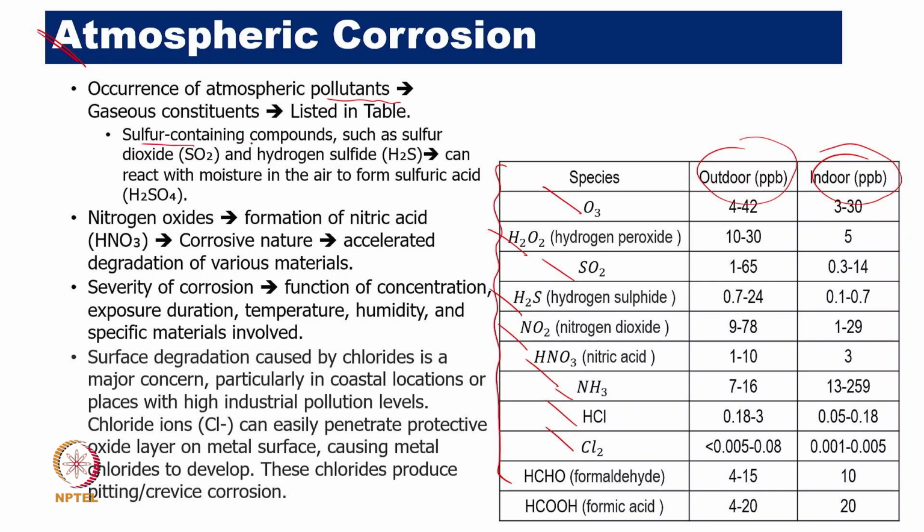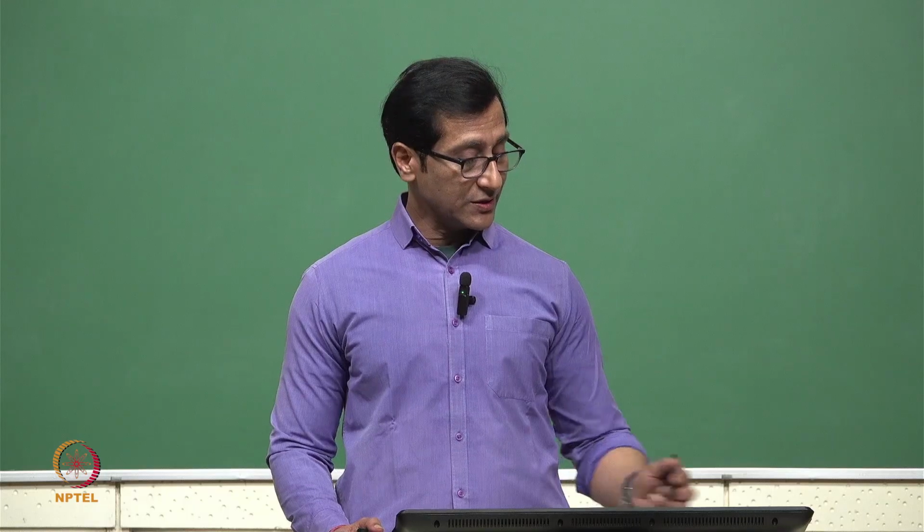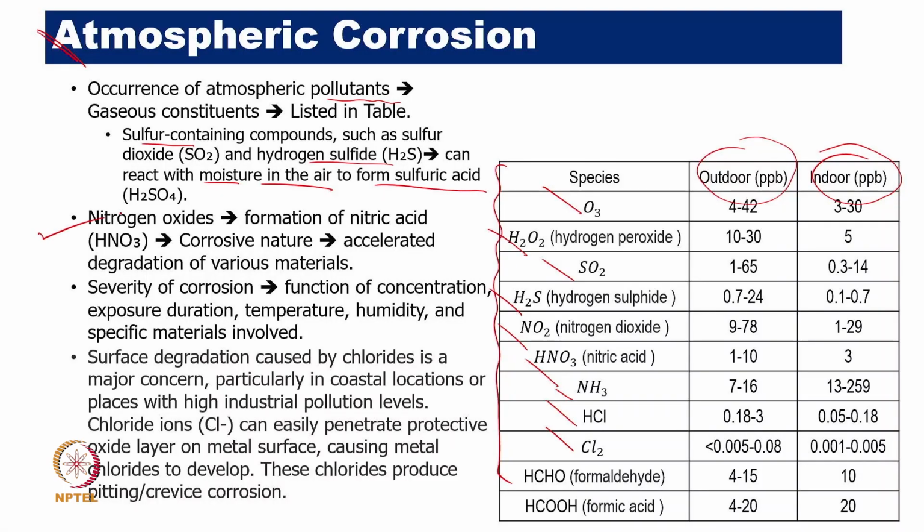Now even the sulfur oxide or hydrogen sulfide can react with the moisture to form sulfuric acid. Of course it will be weak sulfuric acid, but it is there, or an acidic environment is there, and the pH level will be less than 7. Similarly, we will have nitrogen oxide forming nitric acid, which is again of a corrosive nature. It will accelerate the degradation of the materials.